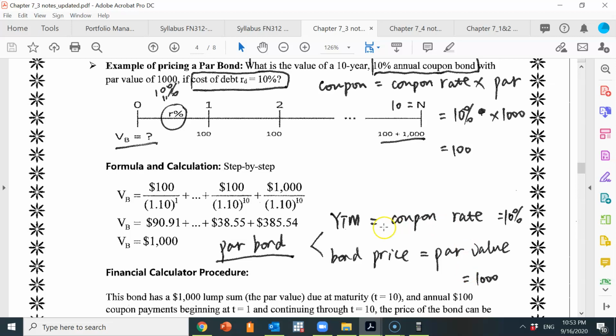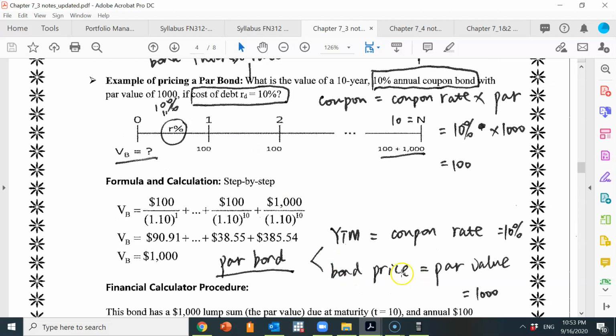Okay, so any of these two criteria can prove that this is a par bond. And usually these two criteria exist at the same time, okay? Because our yield to maturity equals coupon rate, we would have a bond price equivalent to par value.